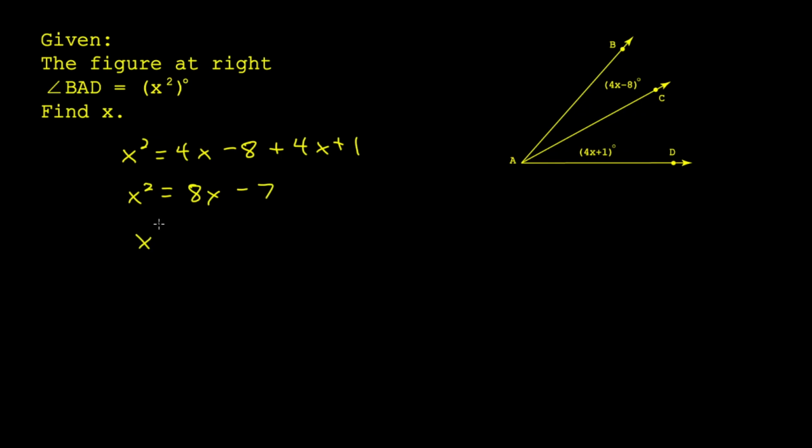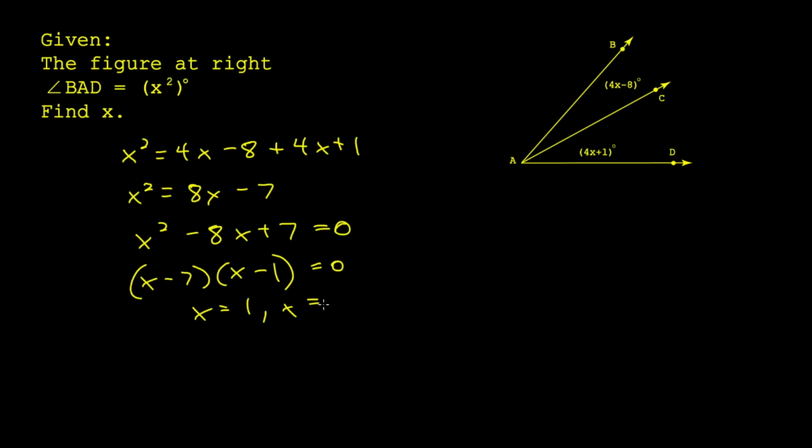Now we'll make a quadratic with 0 on one side. x squared minus 8x plus 7 equals 0. From there we factor, and we get x minus 7 and x minus 1. So x equals 1 or x equals 7.